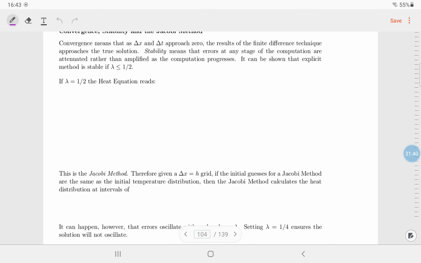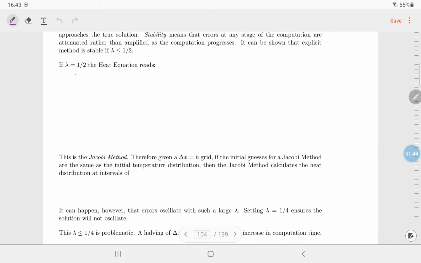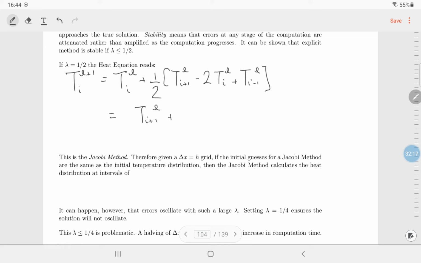There's a small thing if you work with lambda equal to a half. So this will say that T_i^(l+1) is equal to T_i^l plus a half, and if lambda is equal to half, (T_(i+1)^l minus twice T_i^l plus T_(i-1)^l). And if you tidy that up, you actually get (T_(i+1)^l plus T_(i-1)^l) divided by 2. Okay, because what happens is, look, you've got T_i^l minus a half T_i. So basically these terms end up cancelling out.